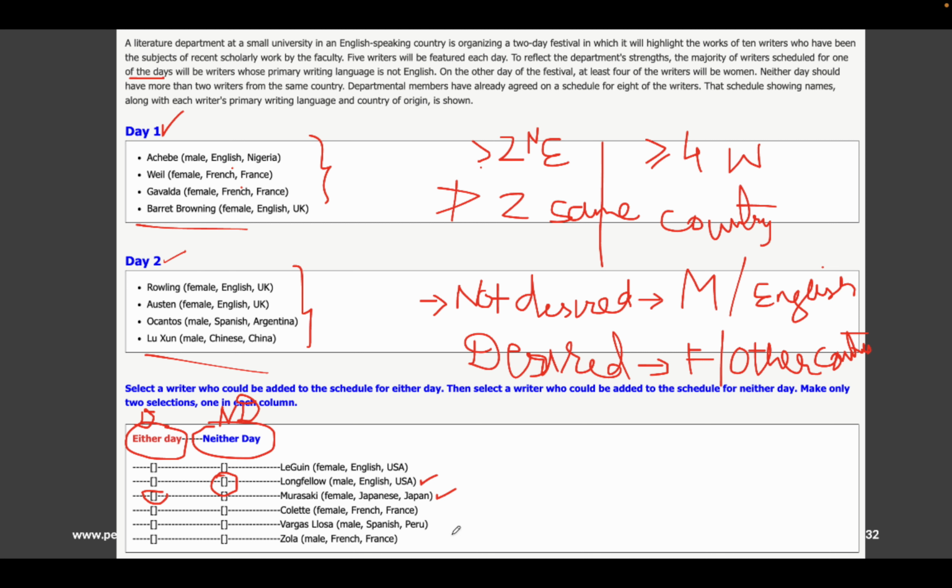Otherwise, this question will go on, and you will waste a lot of time, and then you will just either skip this question, or you would end up wasting too much time, and that would be the end of your GMAT test, because then you won't have time for other questions.